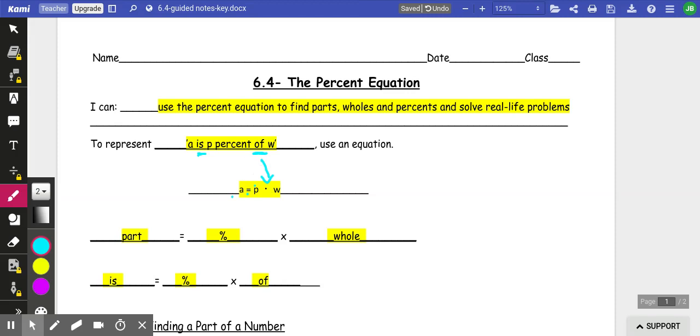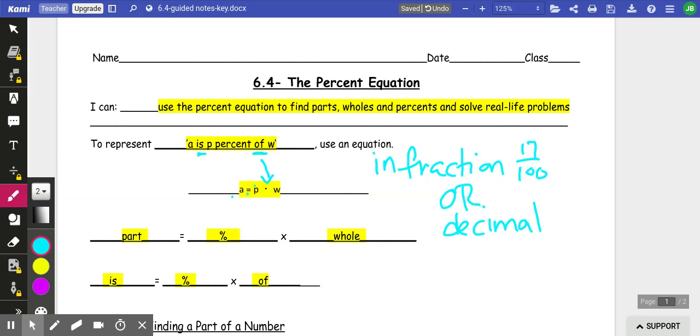When we write our percent, we want to put our percent in fraction form. So really, instead of just one number, you're going to have two. So it could be something like 17 out of 100. Or you can put it in decimal form. If you put it in decimal form, you're only going to have one number. So if we use our 17 out of 100, we would put 0.17.